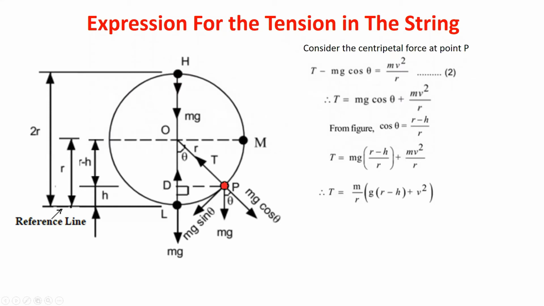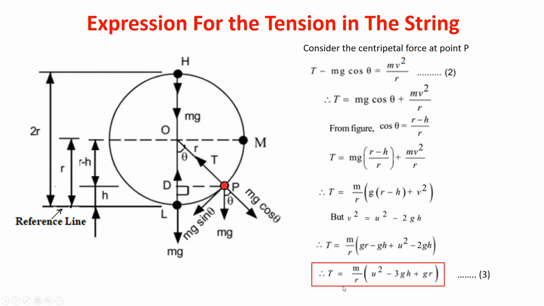Taking m by r common, we get m by r bracket g bracket r minus h plus v square. But we know v square is equal to u square minus 2gh, equation 1. Substitute that value, and you will get the equation for tension in the string at point P. That is, tension in the string T equals m by r bracket u square minus 3gh plus gr bracket. Let us call that equation number 3. I will suggest you write this in your notebook.